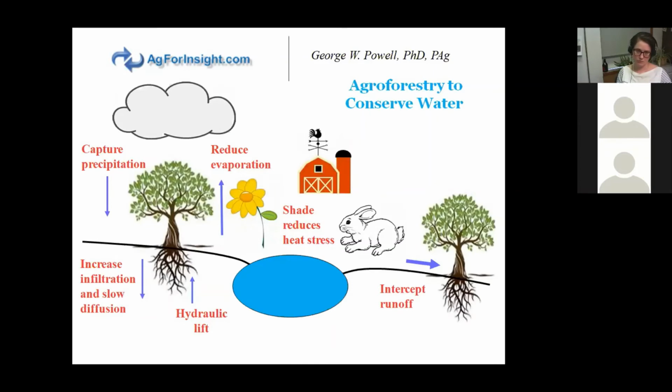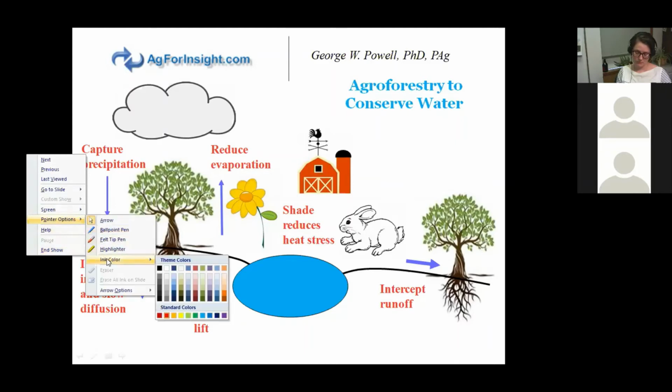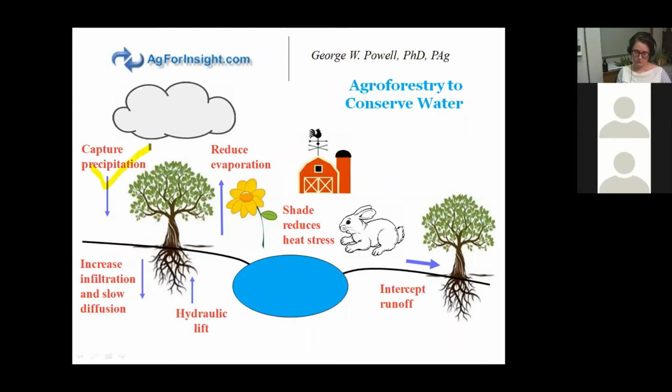And again, just to review that previous slide in the last presentation, agroforestry really can act on many of the elements of the water cycle to enhance the capture and retention of water on your farm. So it can enhance the capture of precipitation. It intercepts runoff. It will increase the amount of water that infiltrates and slowly diffuses into the soil. It can draw deep water up into shallow water layers, can reduce evaporation, and reduce overall water demand by reducing water stress, heat stress on your stock, on your crops, on your buildings.